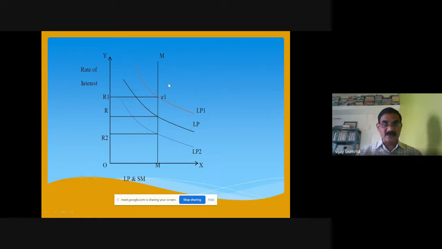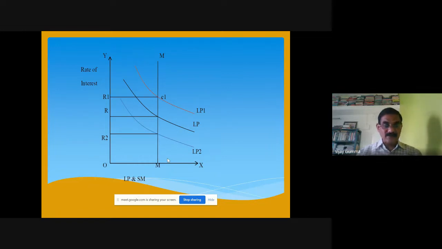MM, supply of money curve, is a vertical straight line to x-axis. This MM, supply of money, vertical straight line to x-axis curve, shows that in a given period of time, the supply of money remains constant as OM. The supply of money is fixed as OM.